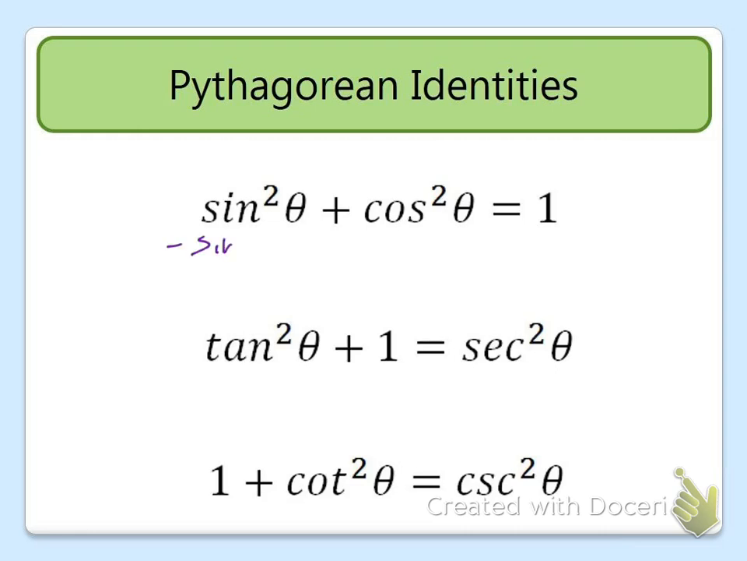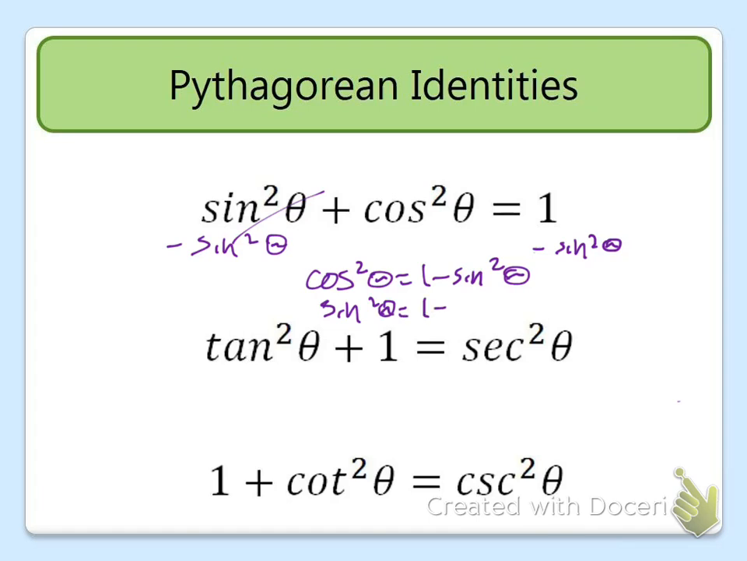And what I mean by that is I know that if I subtract sine squared from both sides of this equation, it turns into cosine squared theta equals 1 minus sine squared theta. Now what that means is anytime I see a 1 minus sine squared, I can always replace it with cosine squared. And then we can always subtract cosine squared from both sides and end up with sine squared theta equals 1 minus cosine squared theta, and the same thing ends up being true.